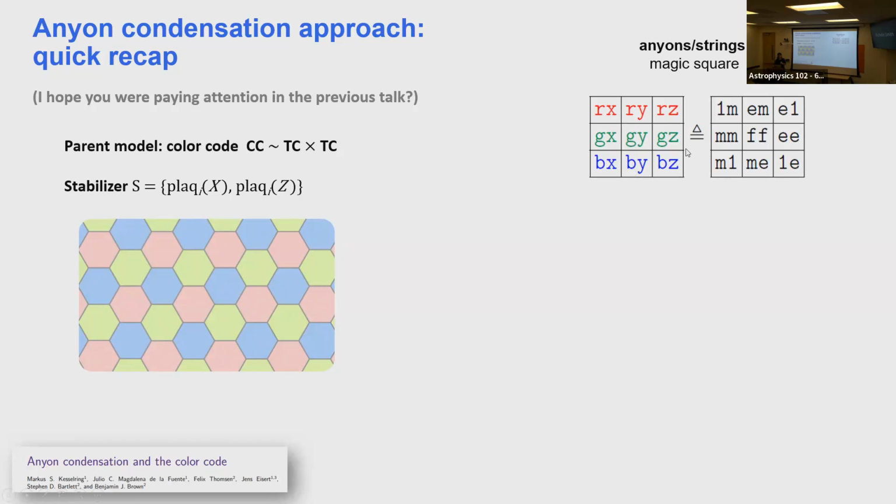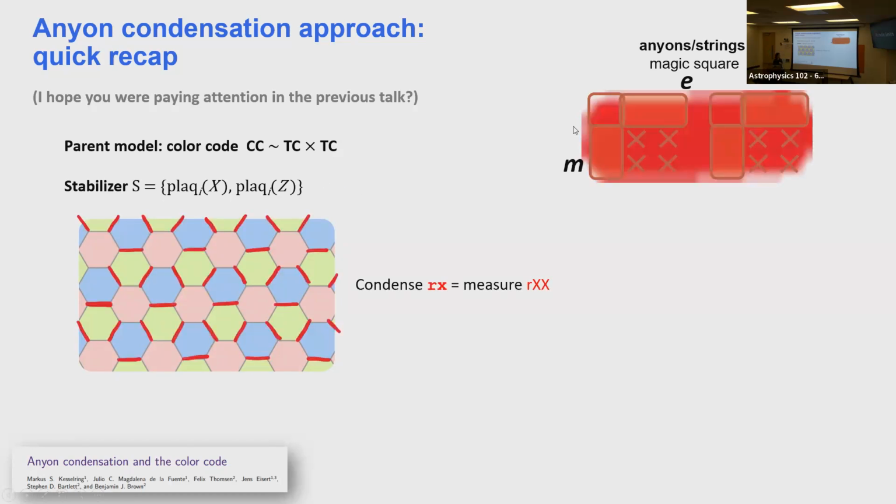So then what's happening? What does condensation do? Condensation kills one of the toric codes and leaves the other one. For example, I can start with the stabilizer group of the color code, which means I also have an anyon theory of the color code, and I can measure RXX operators, which means I'm condensing RX bosons.